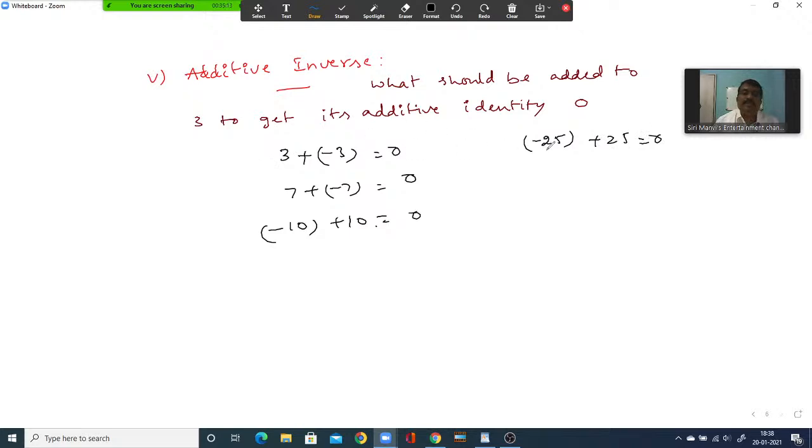So what should be added to minus 25 to get its additive identity 0? I add 25. Minus 25 plus 25 are additive inverses of each other. In each pair given above, one integer is called the additive inverse of the other integer. Okay, we are going to take some more examples. So minus 9 plus 9 is 0.